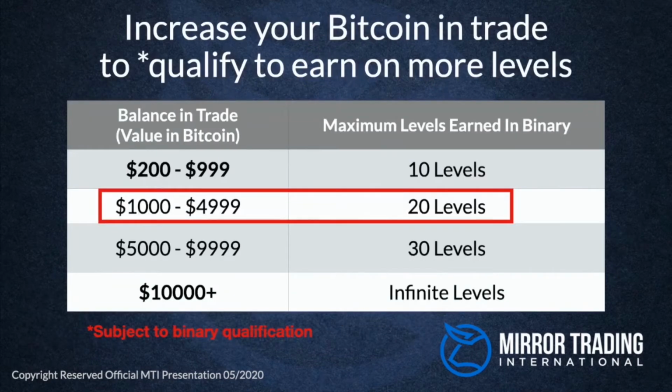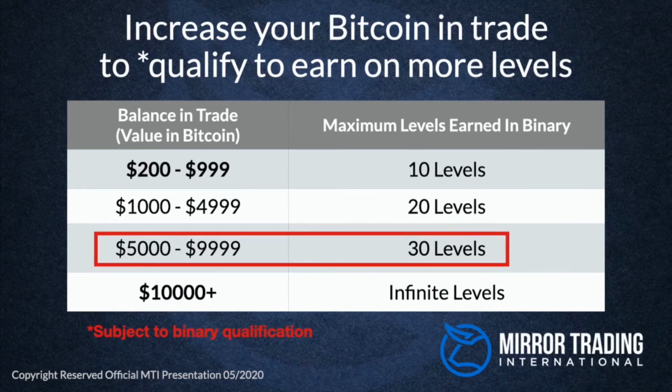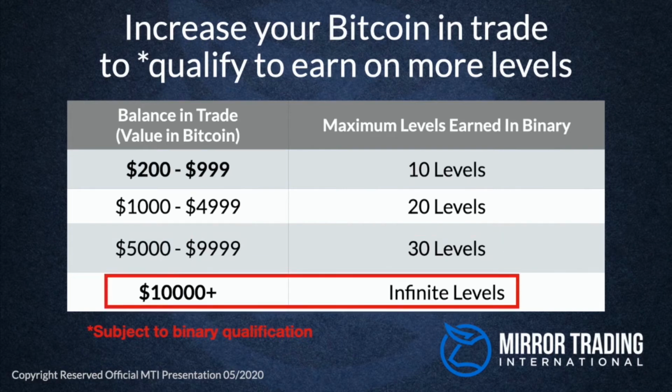With $1,000 to $4,999 worth of Bitcoin balance in trade, you qualify to receive binary bonuses up to 20 levels deep. With $5,000 to $9,999 worth of Bitcoin balance in trade, you qualify to receive binary bonuses up to 30 levels deep. And with $10,000 or more worth of Bitcoin balance in trade, you qualify to receive binary bonuses on infinite levels on the binary structure in your weakest team.